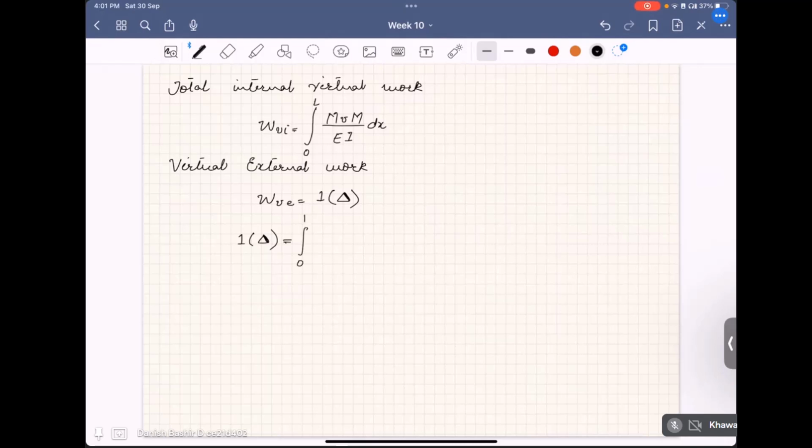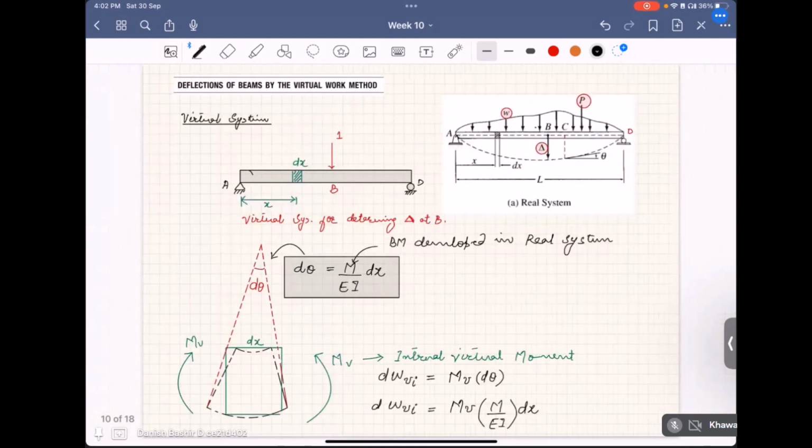the integral from 0 to L of mv, the virtual moment, times m, the moment in the real system, divided by EI, the flexural rigidity of the beam, times dx. So once again we have found the deflection delta using this method. This is only the case for deflection; this was the virtual system for determining deflection.